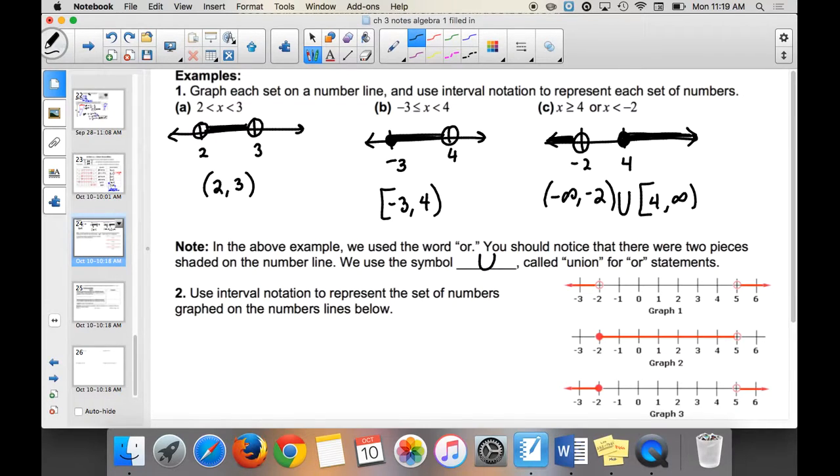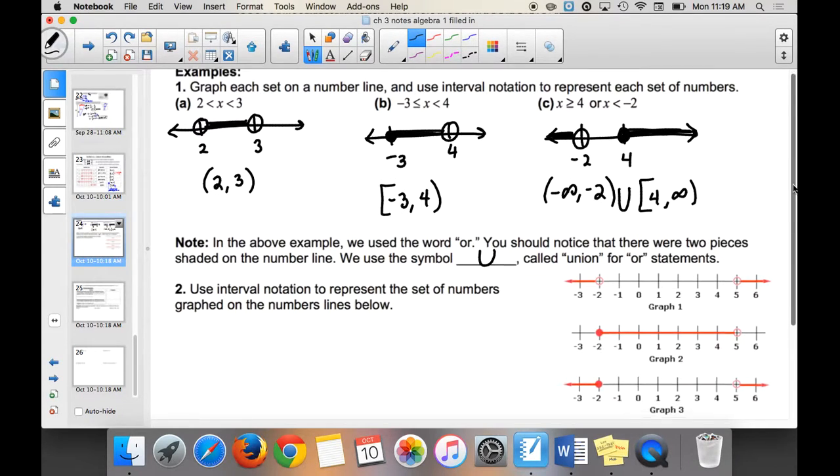So if we have 2 pieces, if it's like, oh, we could be over here or we could be over here, these numbers would all work. Then we put a union between them. All right, so what if we have the graph? So all of these have the graphs.